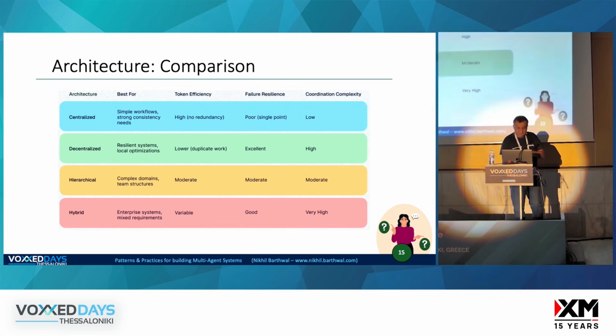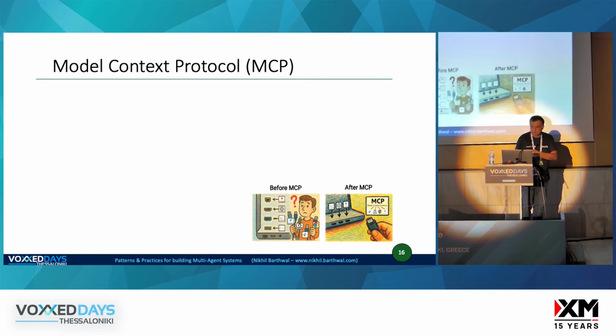So we have different dimensions: efficiency, failure resilience. Centralized one obviously will be poor because it's a single point of failure. Decentralized will have excellent. Hierarchical is kind of moderate. It's fairly simple. In the interest of time, I won't go into details of all of them. But you would imagine that centralized is simple, decentralized is more resilient, but it does local minima, local optimizations, etc. So let's talk a little bit about communication.